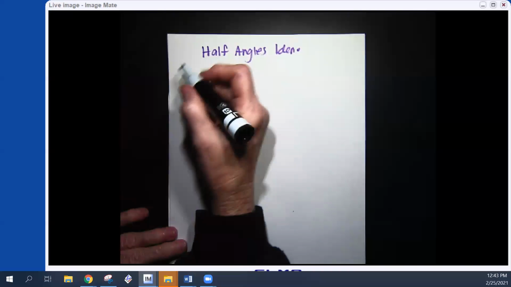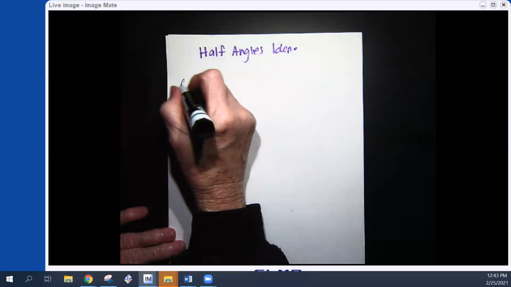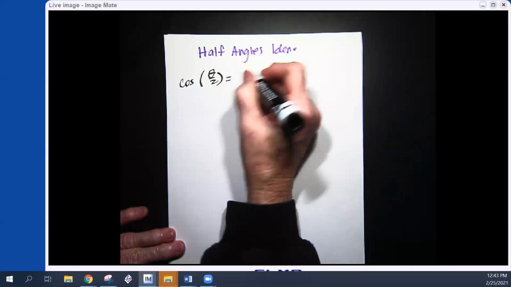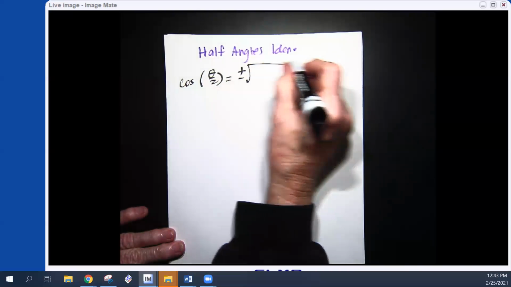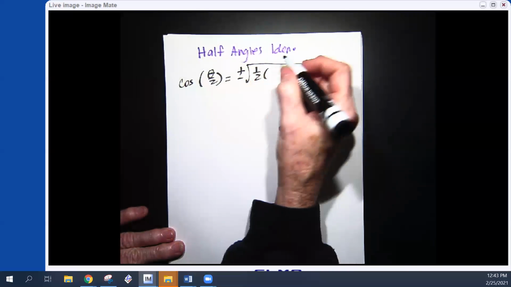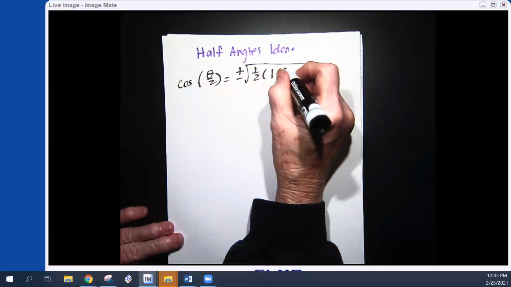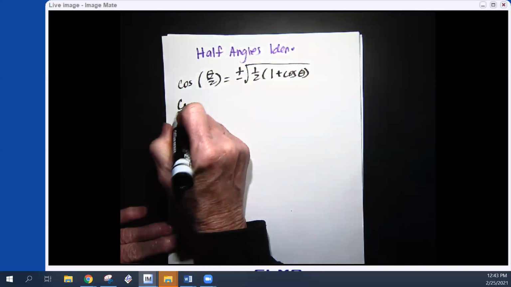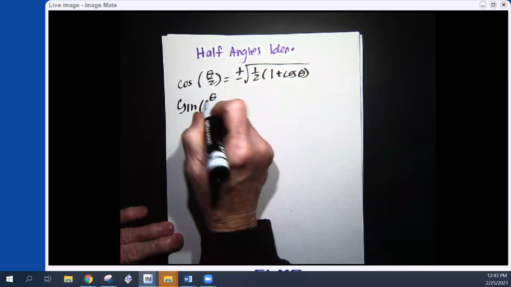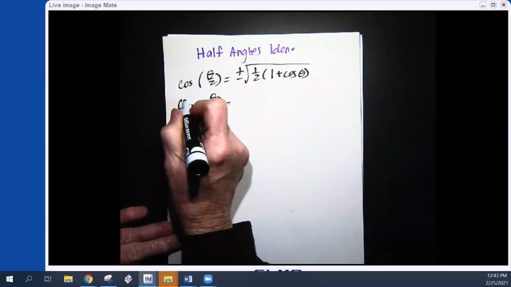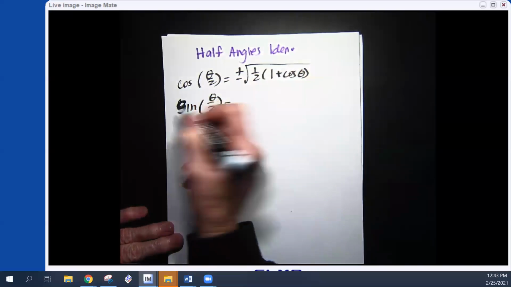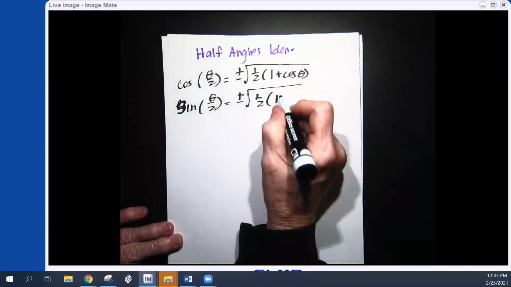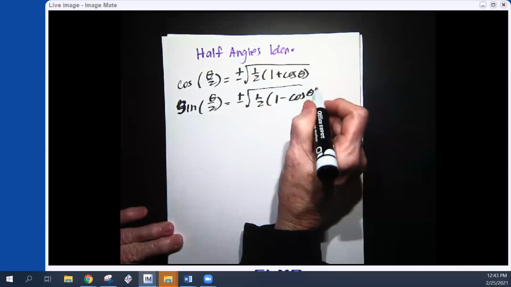So if you have the cosine of the half angle, that is going to be plus or minus the square root of 1/2 times 1 plus the cosine of the angle. The sine of the half angle is plus or minus the square root of 1/2 times 1 minus the cosine of the angle.